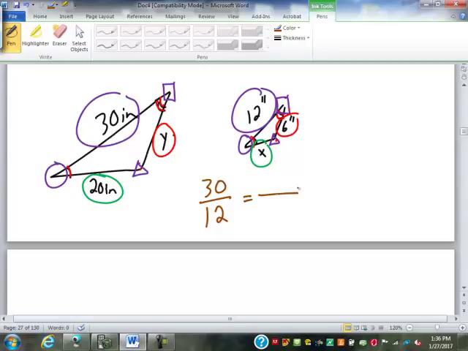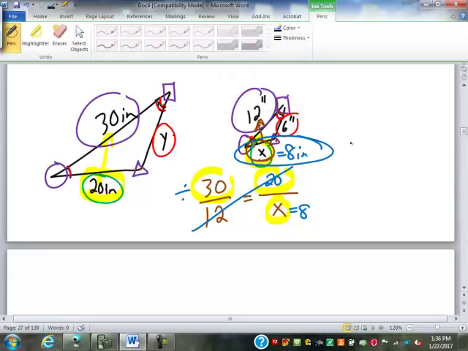If I want to find x, where does x go? Top or bottom here? Well, is it linked to the 30 or is it linked to the 12? It's from the same figure as the 12, so it goes with the 12. What's going to go above it? Well, what goes up here has to be linked to the x, and it has to be linked to the 30. It's linked to the x because it's the corresponding side from the other figure. It's linked from the 30 because it's in the same figure. Does that make sense? So what goes there is the 20. So cross multiply and divide. X equals 8.